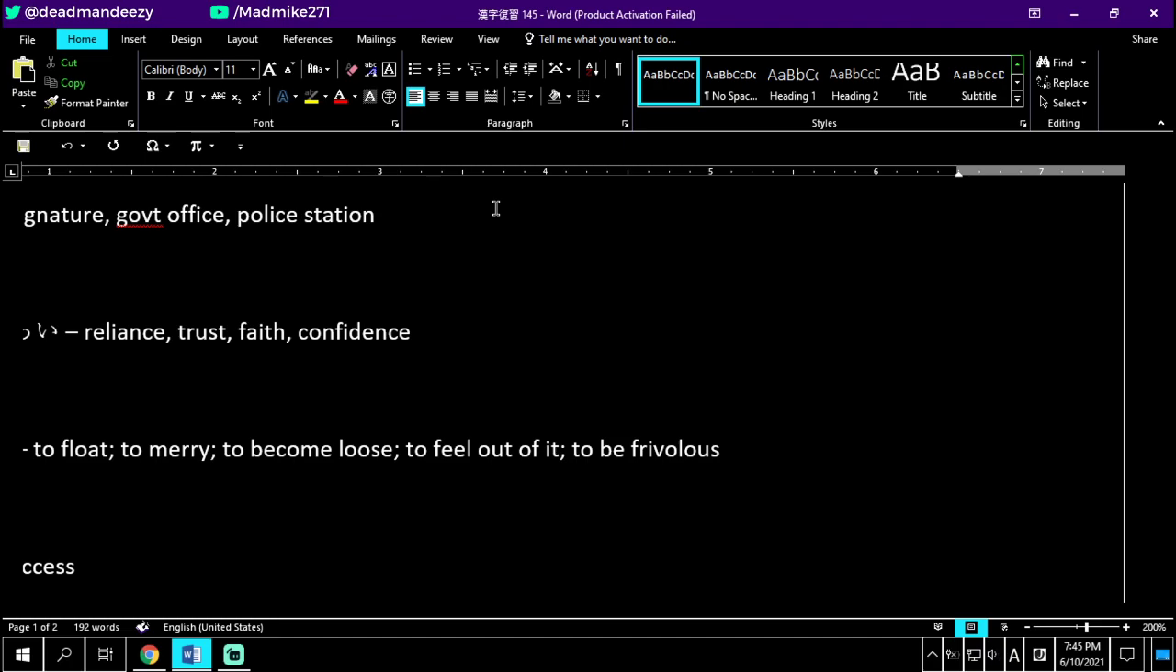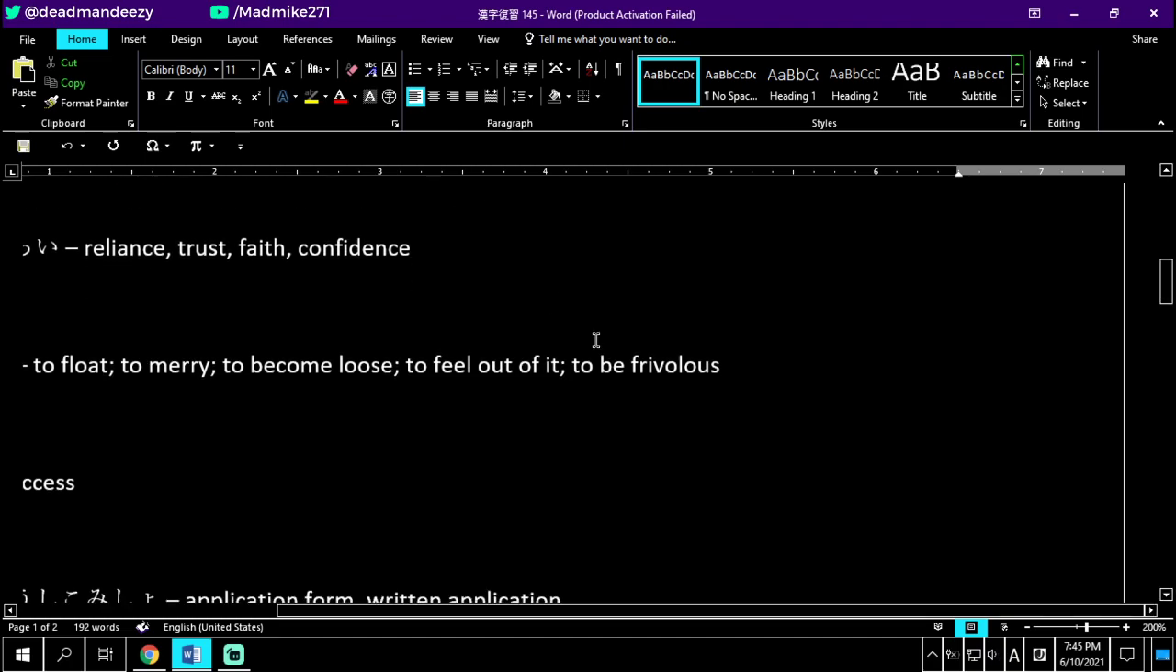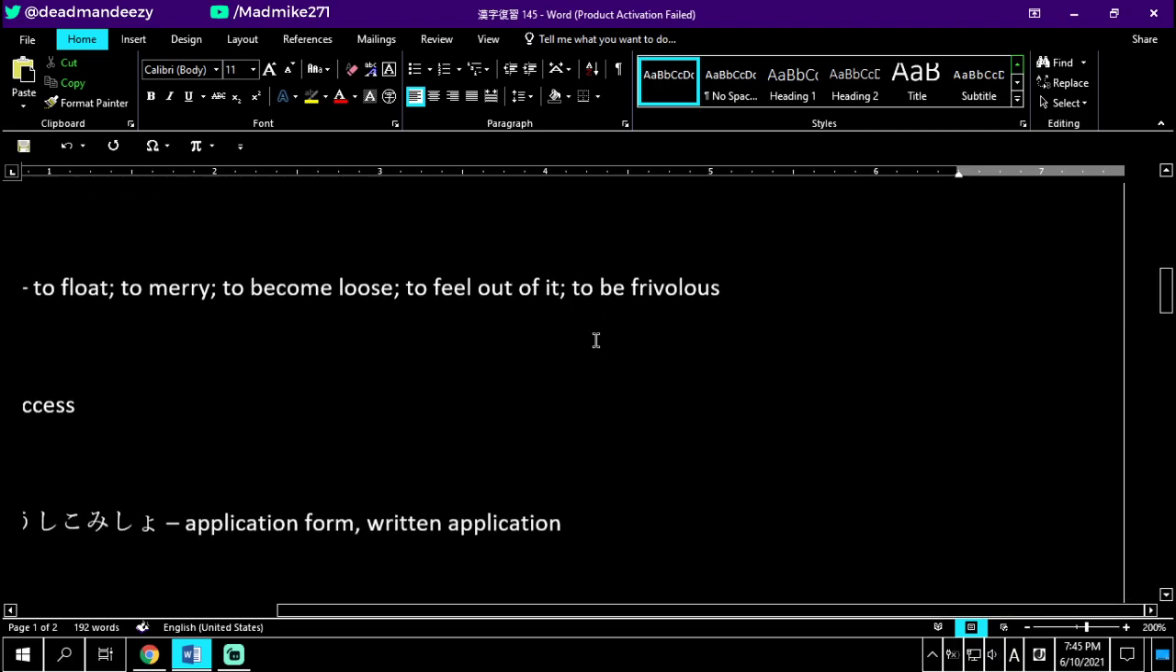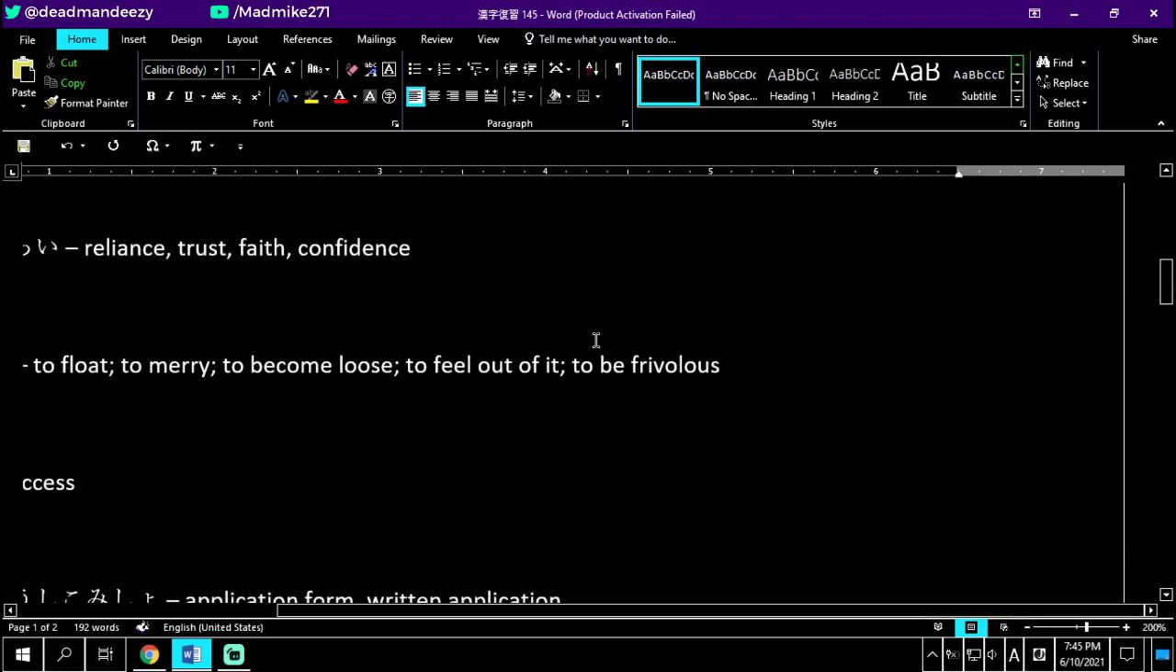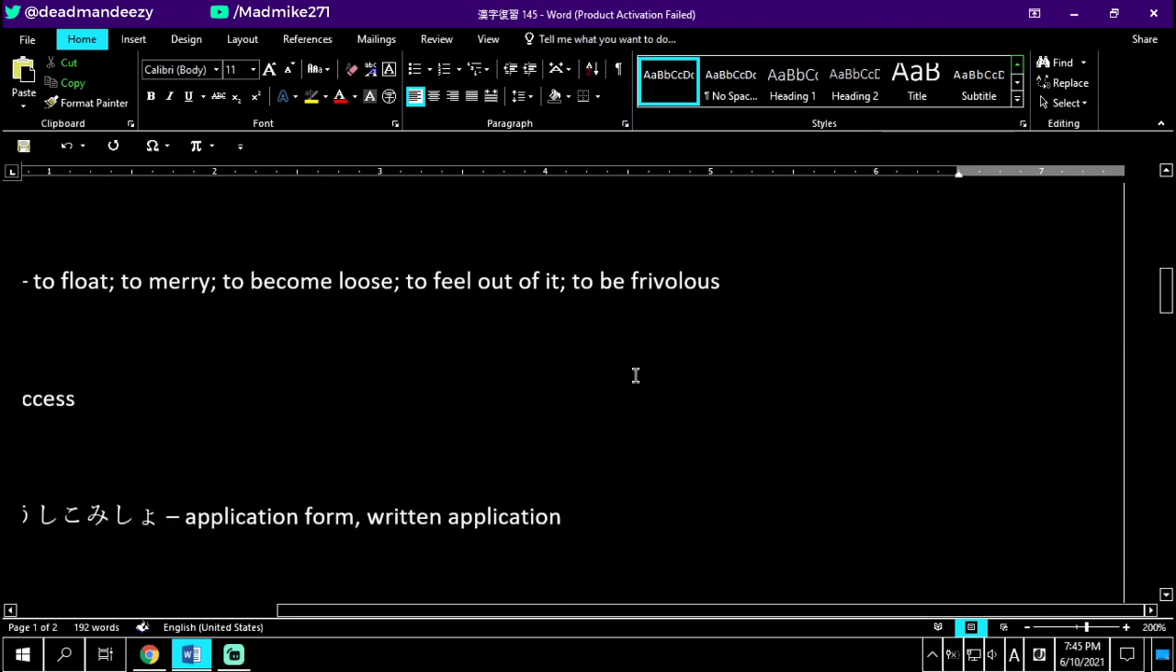Reliance is a belief in a request for alliance or trust. Shinrai. Next is uku, to float or be merry, or to be kind of floaty in the head. Uku is float or to be merry. Next is access, which is an easy one. It's just access.